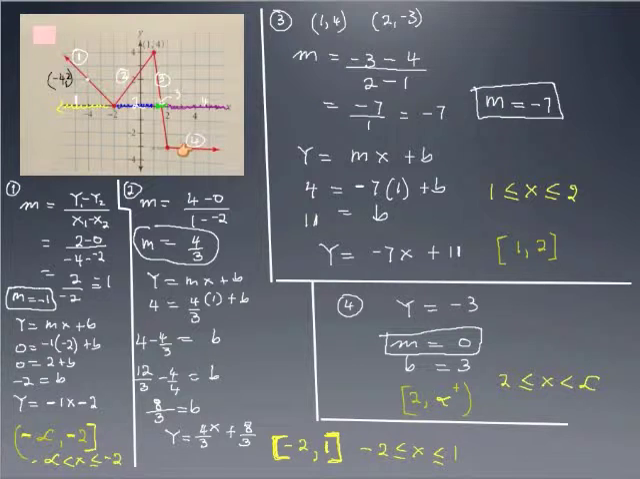The final equation is line number 4. The slope you know is 0, so the equation is really simple. The y-intercept is -3, so it's basically y equals -3. And the domain is the purple one here, and it's going all the way out to +infinity. You can see that it is starting out at 2, so 2 going to +infinity. Or you can write down 2 less than or equal to x less than +infinity.